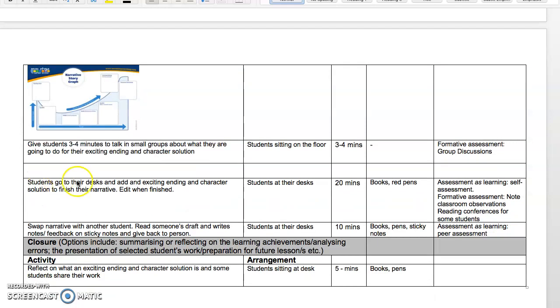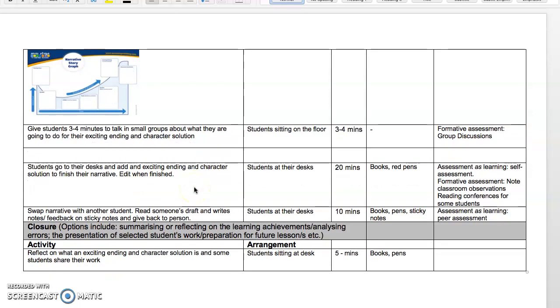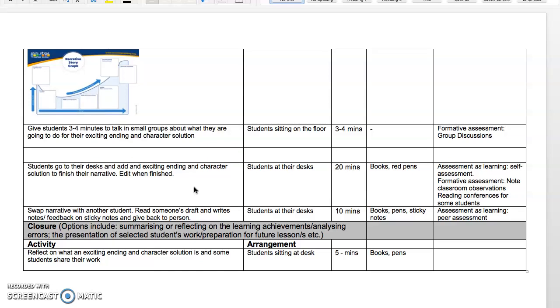For their lesson, students go to their desks and add an exciting ending and character resolution to finish off their narrative, and then they edit their narrative. Students are able to choose what they write about, allowing for them to use their funds of knowledge from their individual experiences, culture, and knowledge.